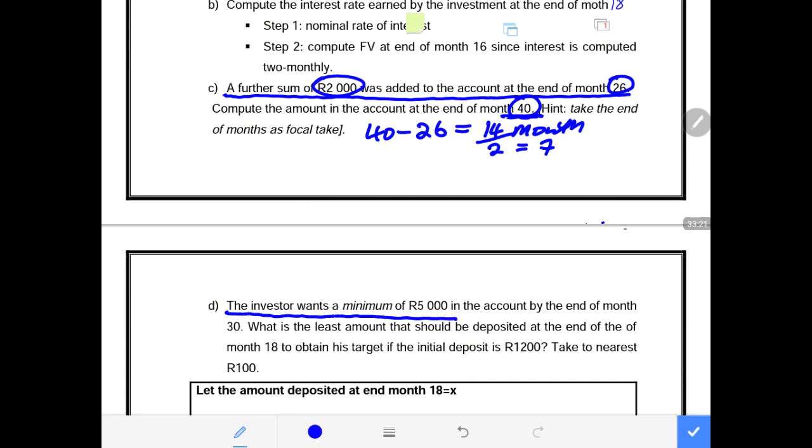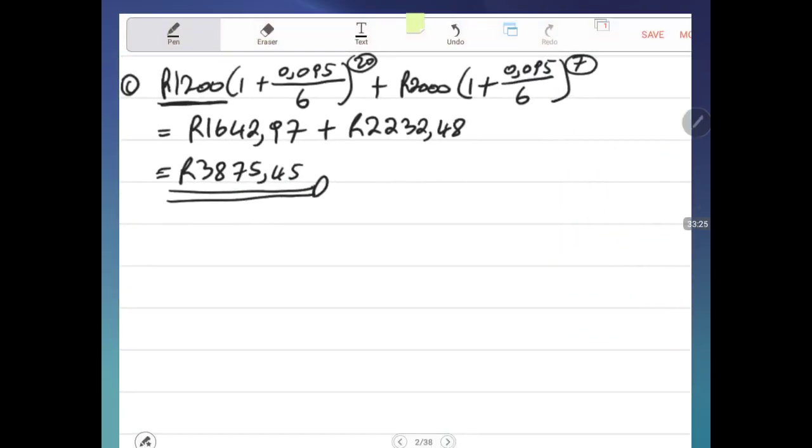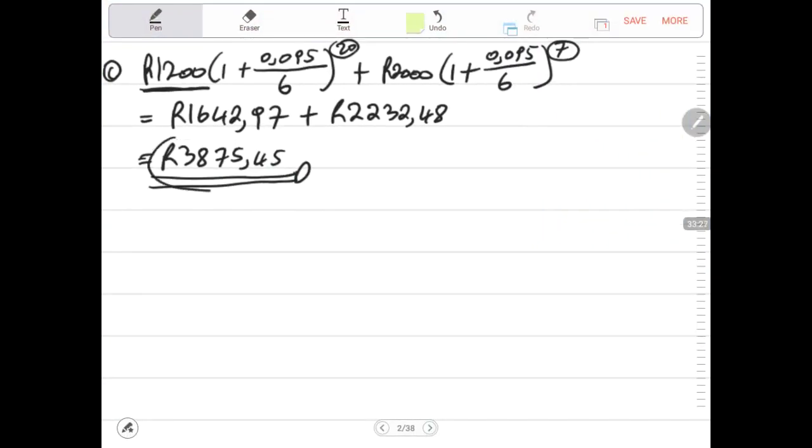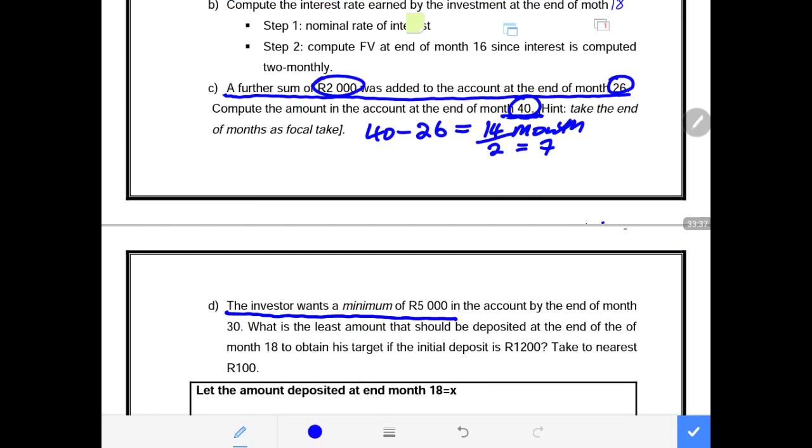That means the total future value must be 5,000 rands. So now that means this is what the investor wants. This is the total of the future value. In other words, the investor says, this is how much I need at the end of month 30. So let us see what we are required to do.